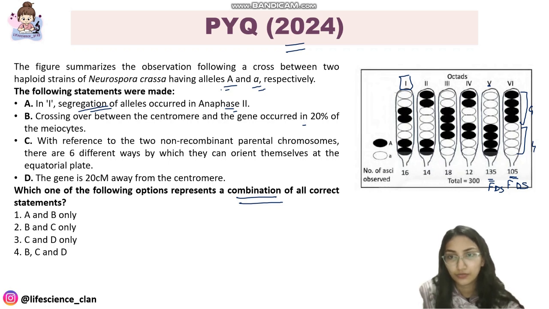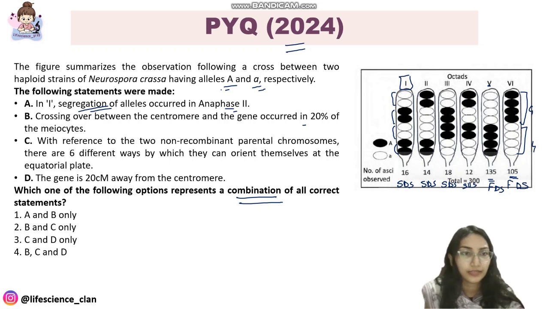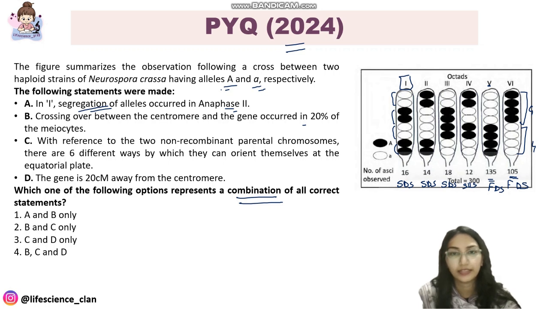We'll look at these. It is 2 is to 2 is to 2 is to 2. So we can say it is SDS. This one is 2 is to 4 is to 2, again SDS. This is 2 is to 4 is to 2, again SDS, and this is also SDS. So what is our first statement? In 1, segregation of allele occurs in anaphase 2. This is SDS, yes, this option is correct. If you look at the options given to us, only one has got A. The rest do not have. So here we know this is the correct one, but we should read ahead.